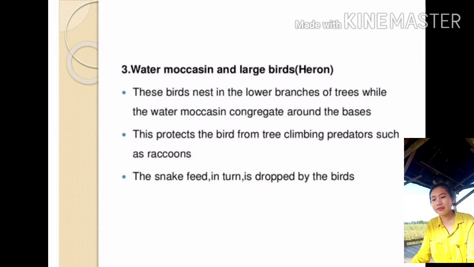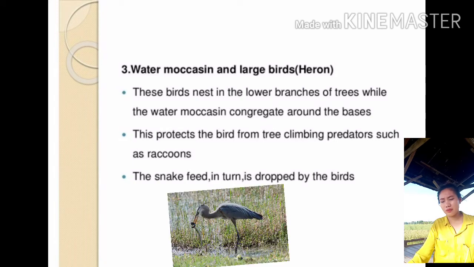This protects the bird from tree-climbing predators such as raccoons. Raccoons are afraid of this water moccasin. That's why the raccoons will not be able to climb the tree, where the bird is its prey. The snake is fed in turn by food dropped by the birds. So in turn, the birds provide food. However, it is not obligatory. If there are leftovers, probably from the food of those birds, it will be given to the snake.